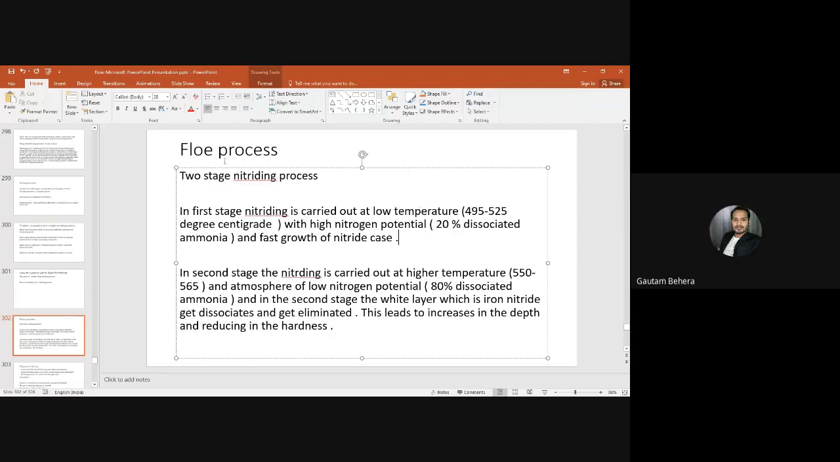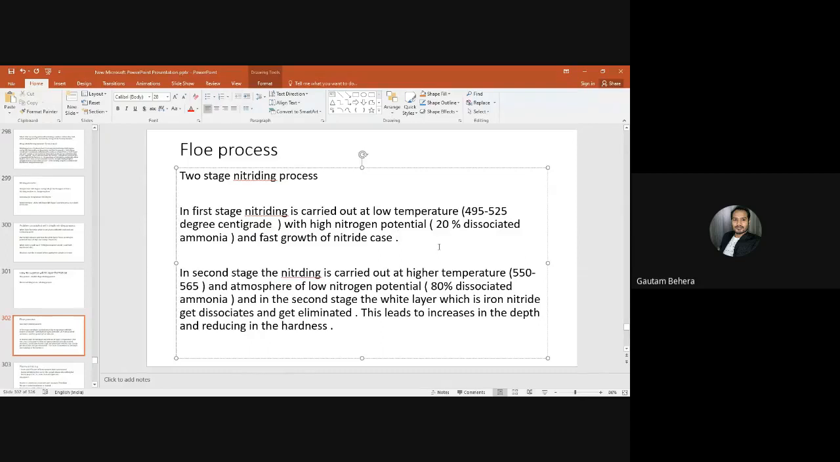Okay, the first stage of nitriding is done at a low temperature, which is 495 degrees centigrade to 525 degrees centigrade. So this is the temperature parameter in the first stage nitriding. But here we maintain high nitrogen potential. How? 20% dissociated ammonia will be there. So what happens if the nitrogen potential is high in the first stage, the temperature is low, but here what happens? The first growth of nitride case will be taking place.